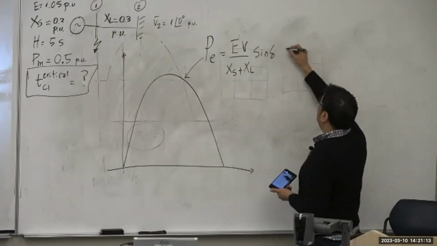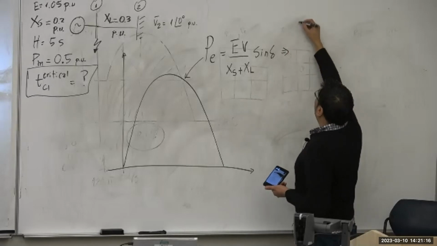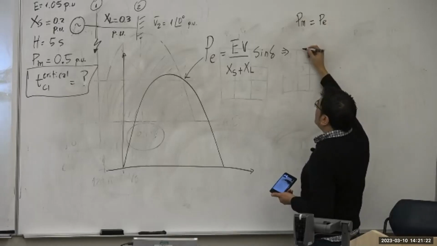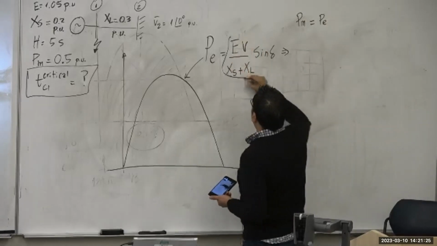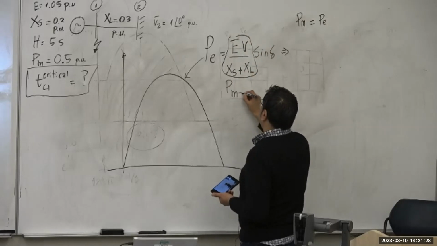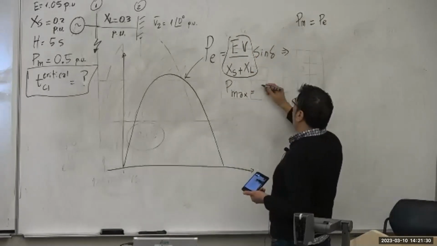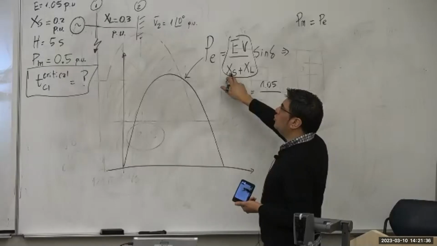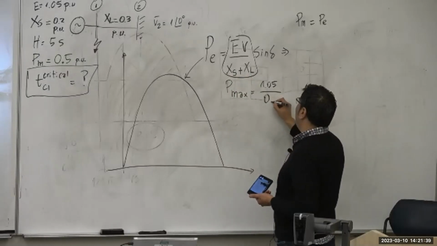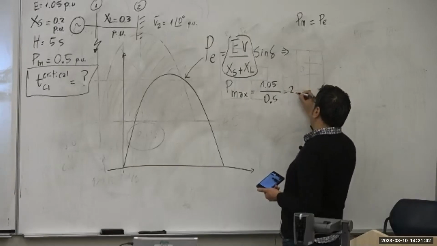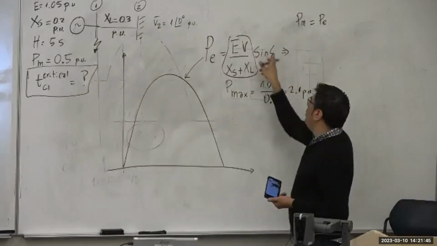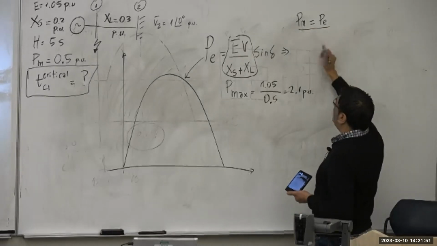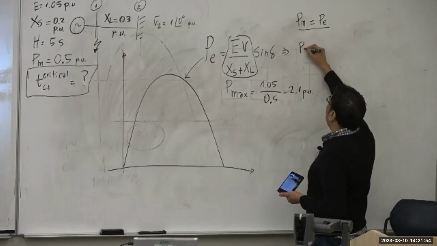So from here, by assuming that we are at the equilibrium point, we can replace the value here. We call this P max, and voltage is 1, E is 1.05, XS is 0.2, XL 0.3, so this is divided by 0.5. So this is 2.1 per unit. That's the maximum power.